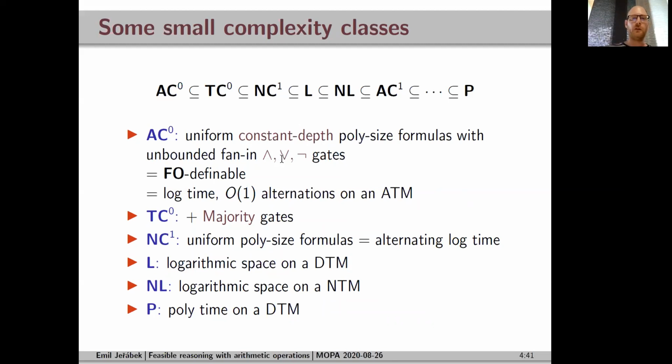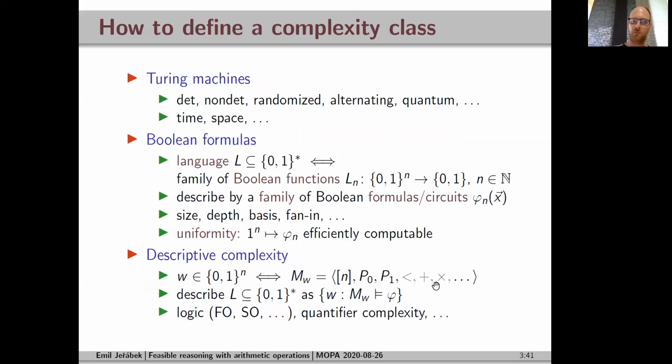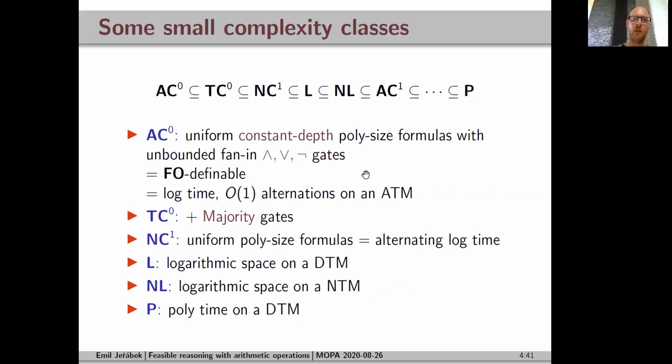An alternative way to define AC0 is using descriptive complexity. It simply consists of languages definable in first-order logic, if we take a suitable set of arithmetic predicates that are hardwired into the model. I guess addition and multiplication, as written here, would be the right definition. And we can also define AC0 using Turing machines, namely its languages are computable in logarithmic time on an alternating Turing machine with a constant number of alternations.